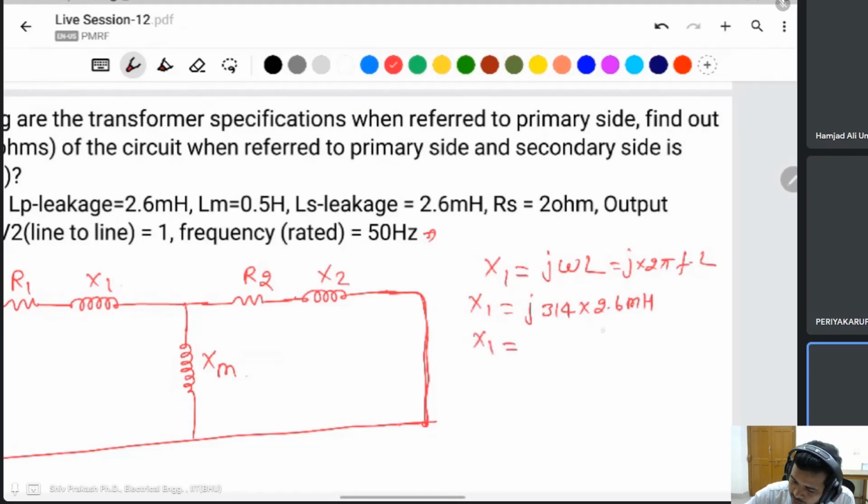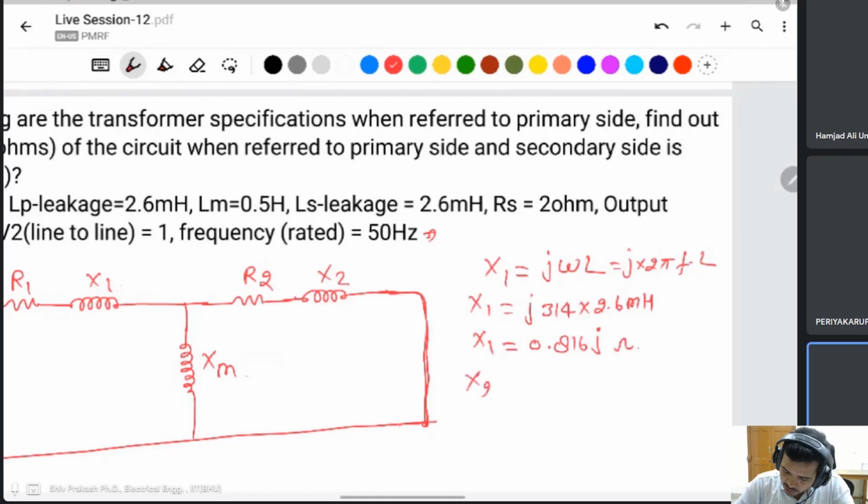The X1, this is in millihenry, then you can calculate this one, it comes to only 0.816 j. This is in ohm, not milliohm, this is the ohm.